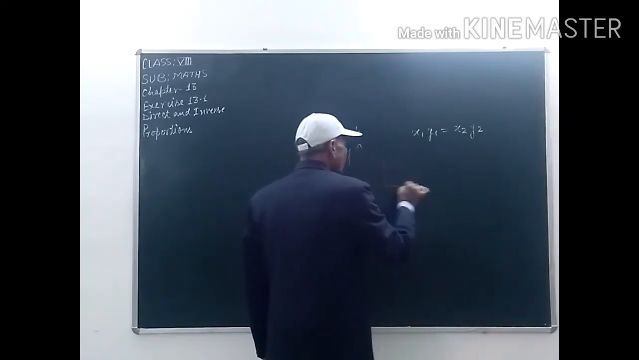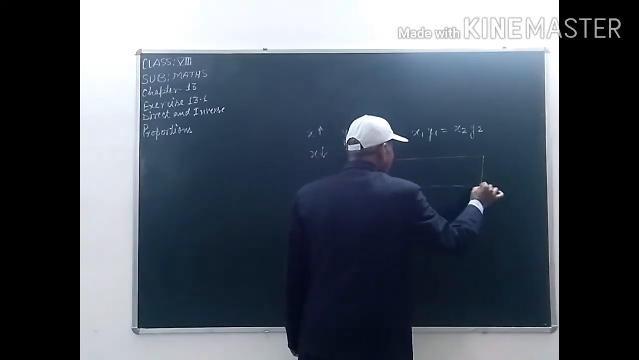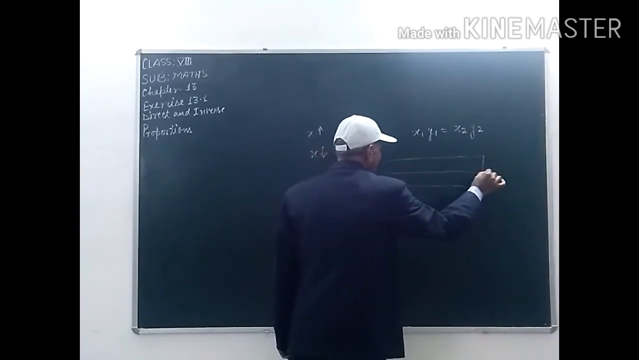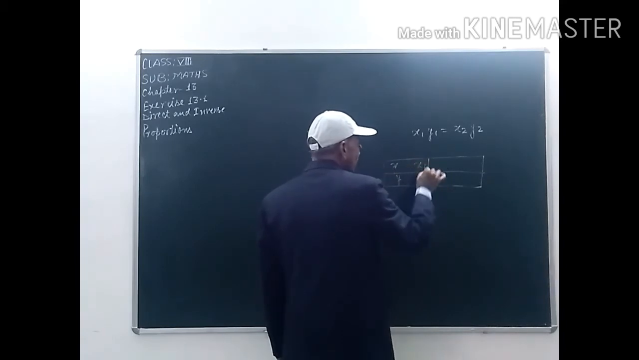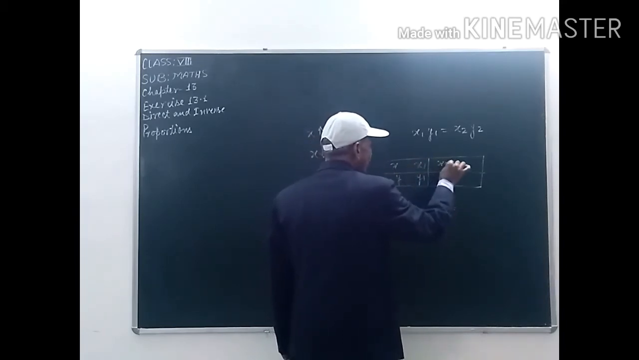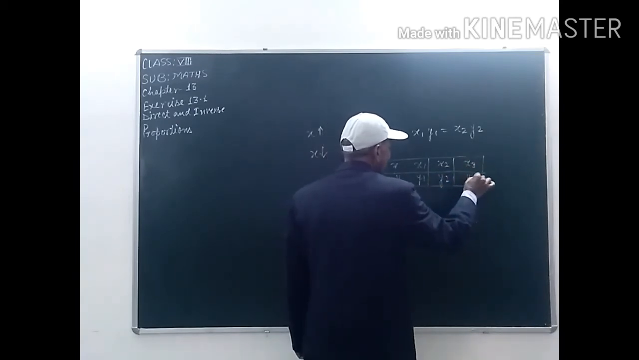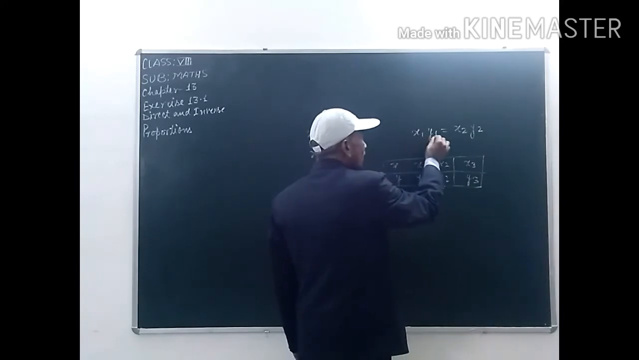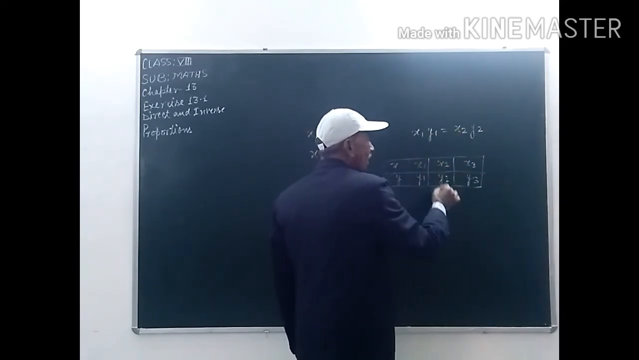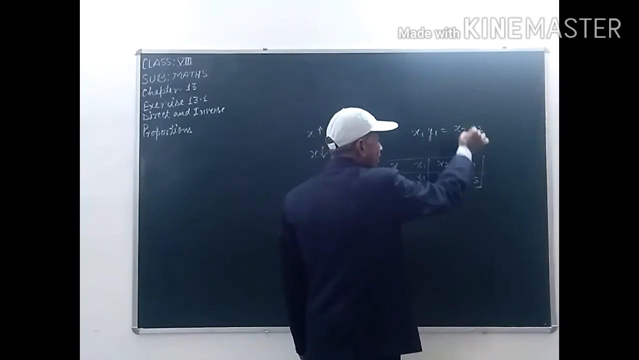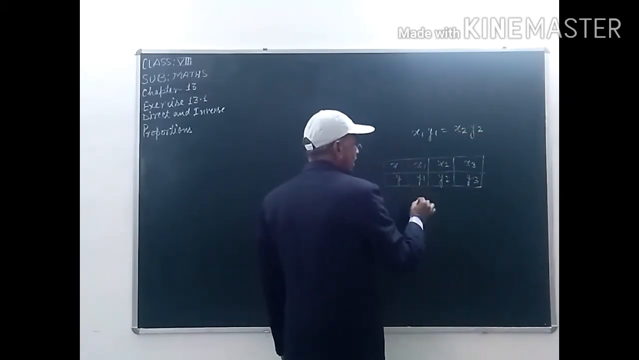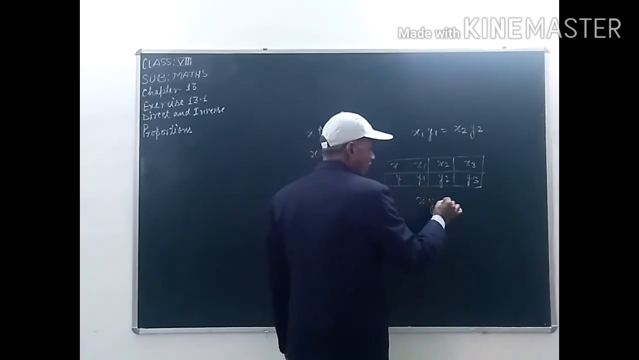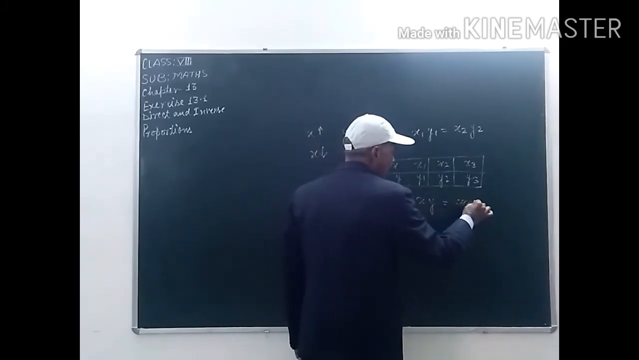Suppose there are some quantities like this. X and y are two quantities. This one x1 y1, x2 y2, x3 y3. So x1 y1 is equal to x2 y2, or x1 y1 is equal to x3 y3. So their product will be constant, students, meaning x into y is equal to a constant.